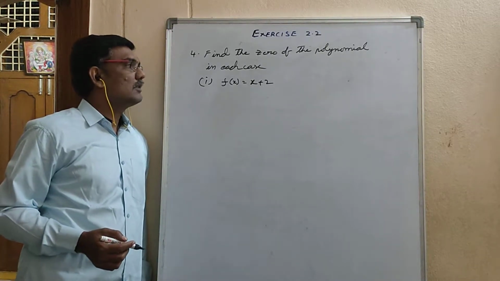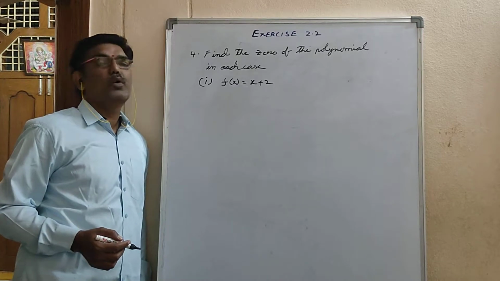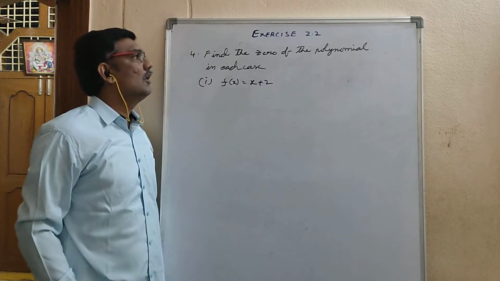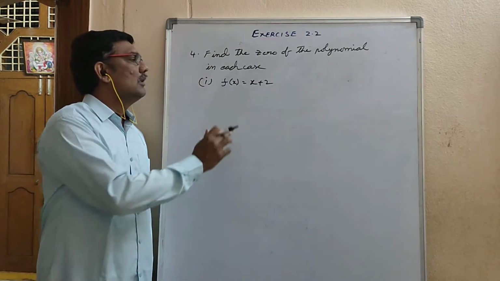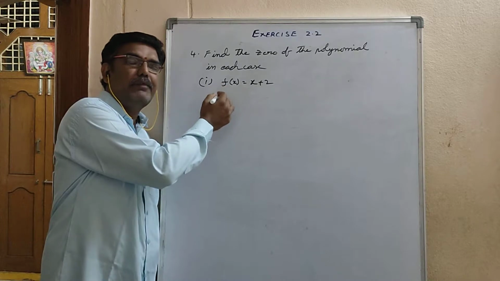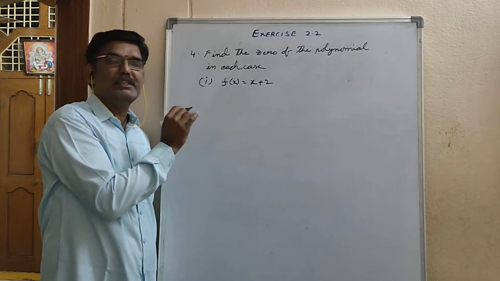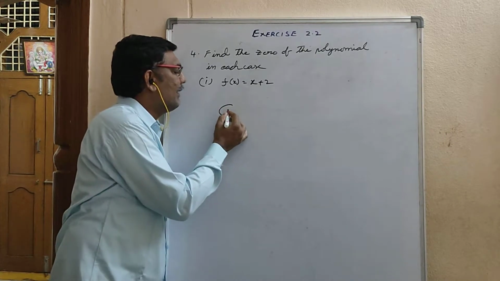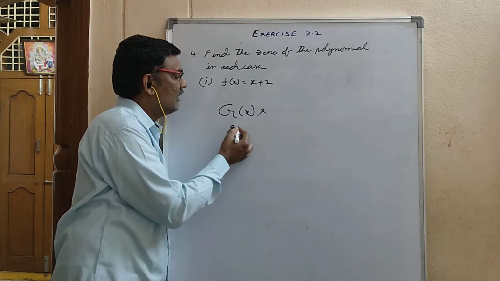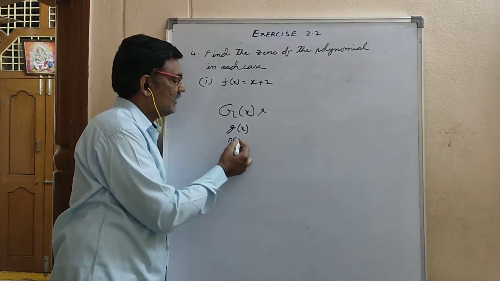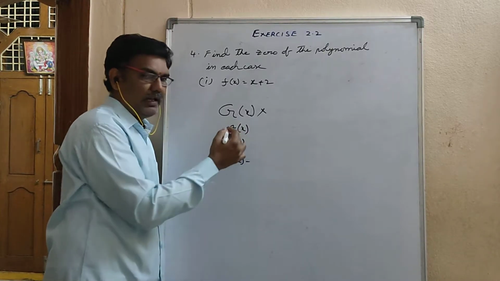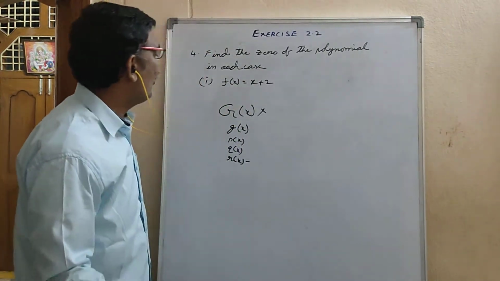Good morning, students. Today we will continue with the fourth problem in exercise 2.2. What you have to do is find zeros of the polynomials in each case. They will give one polynomial. Polynomials are usually denoted with p of x, f of x, g of x, q of x, like that. So don't write capital letters like G of x to denote the polynomial. Always use small letters: p of x, q of x, r of x. Use small letters to denote the polynomials.